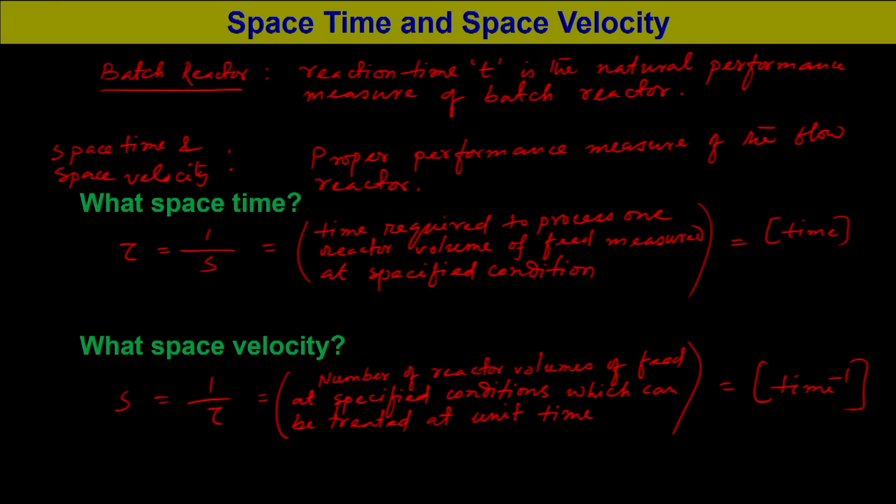So, as we can see, the reactor volumes of the feed should be mentioned at particular conditions; that condition has to be specified. So, we can say that the space time and space velocity are based on particular specified conditions.